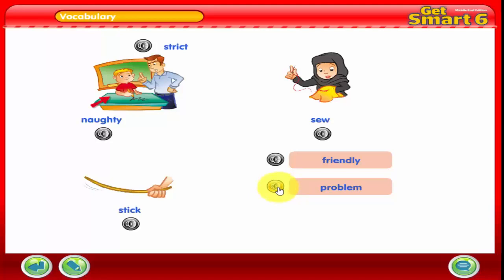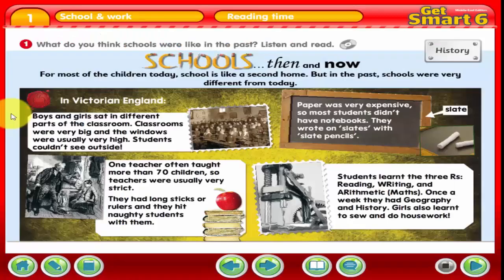Problem. Most of us know the meaning of the word problem, because most of the time we have problems. Again. Strict. Naughty. Stick. Sew. Friendly. Problem. Activity 1.